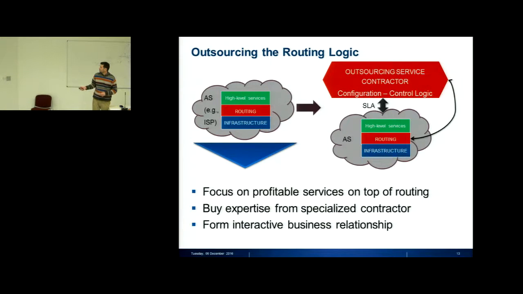Okay, also, of course, routing has various limitations, like misconfiguration. The computation paths can be suboptimal, and so on.